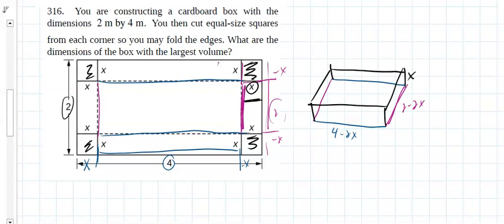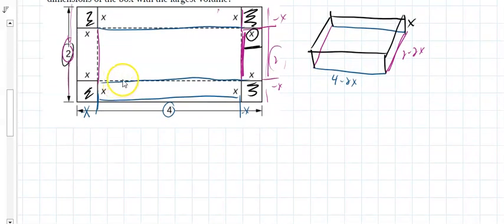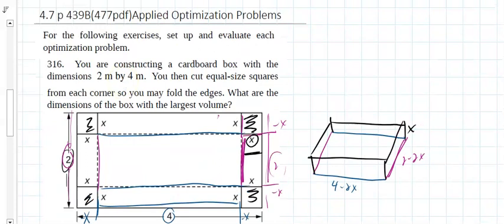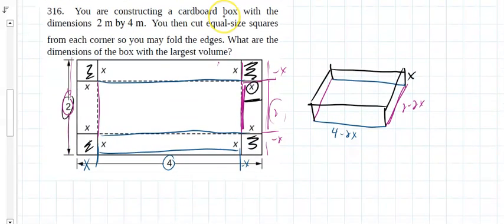Now you should know that if the whole thing is 2 meters, I can't cut more than 1 meter from each side. So x has a limitation. x cannot be bigger than 1. Actually, it can't even be 1. It has to be less than 1. Now, what they want me to do, and you have to read the question to figure out what you're trying to maximize or minimize, it says, what are the dimensions? They want the length, the width, and the height.